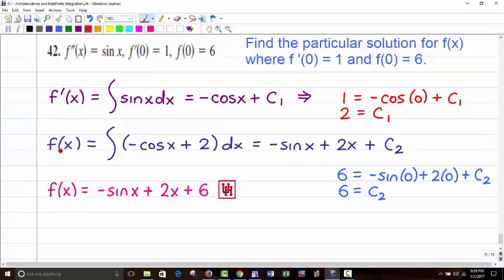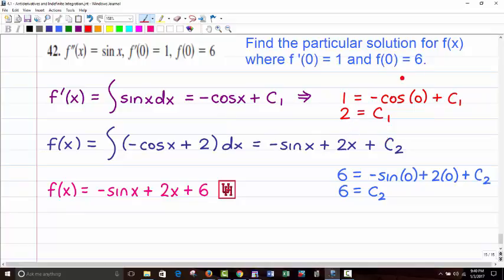So now to get to f, we integrate negative cos of x plus 2, which will equal negative sine of x. The antiderivative of cosine is sine, but then the negative is in front, so the negative just carries over. The antiderivative of 2 is 2x. And I just put an arbitrary C2 there.